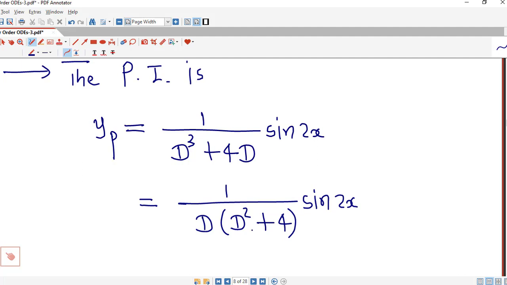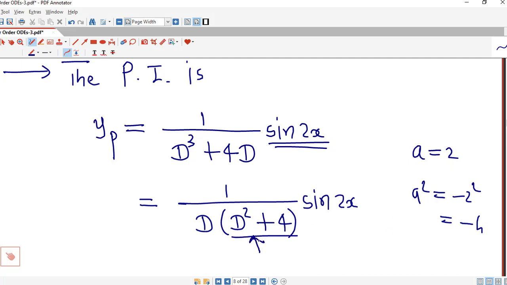Now if we replace d square by minus a square, here the coefficient of x is 2, that is a equal to 2, so a square is minus 2 square, that is minus 4. So if we replace d square by minus 4, this term will become 0. So we will not replace d square by minus 4.